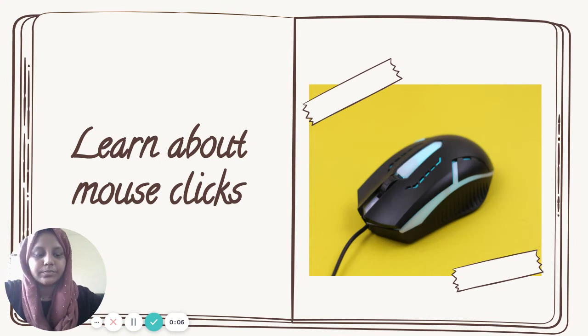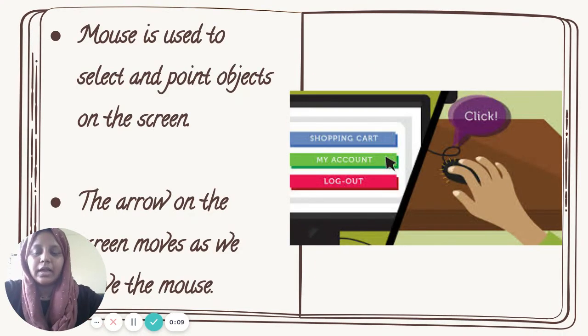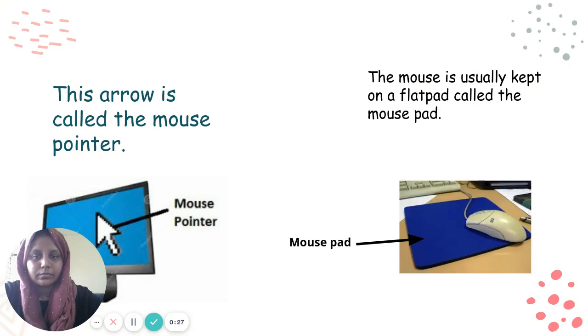So class, today we are going to learn about the mouse clicks or the mouse actions. In the previous class, we have learned that mouse is used to select and point at objects that we see on the screen. The arrow which moves on the screen moves when you move the mouse. So when you are moving the mouse, the arrow on the screen also moves. The arrow on the screen is called the mouse pointer.